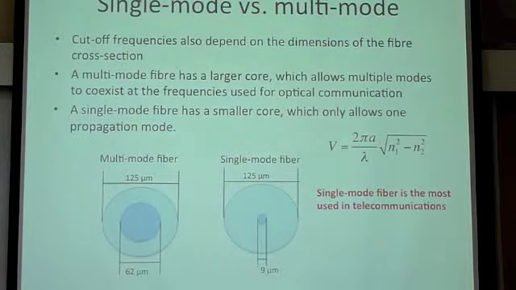So this is the multimode fiber. This is a typical example. The diameter of the cladding is 125 microns, and the diameter of the core is 62 microns. Single mode fiber was built by restricting the core to about 9 microns, while the outside remains the same. This came about maybe 25 years ago.